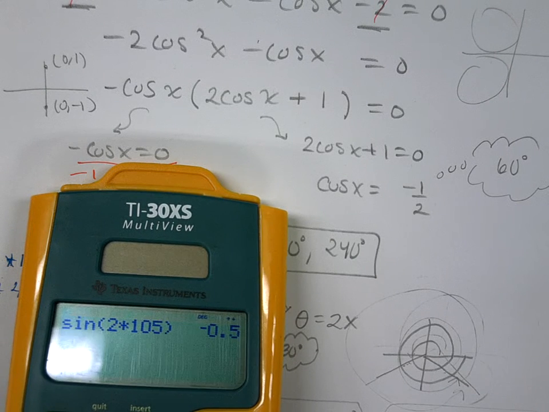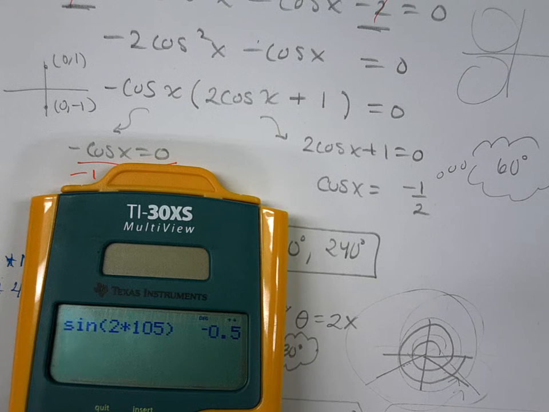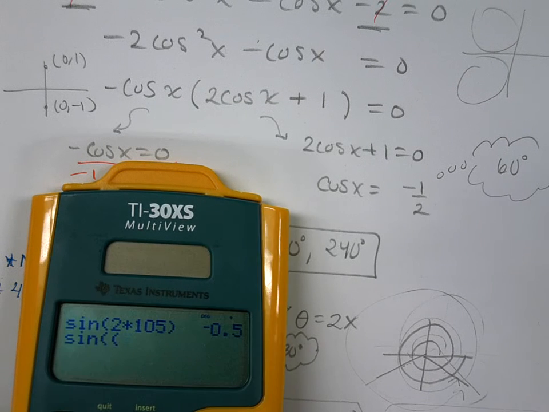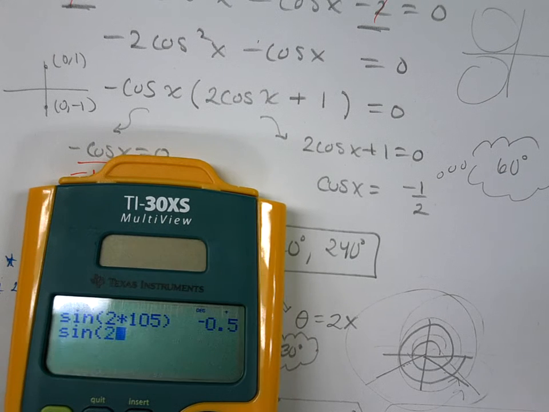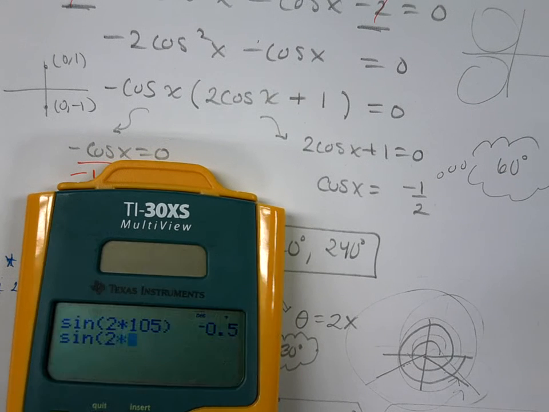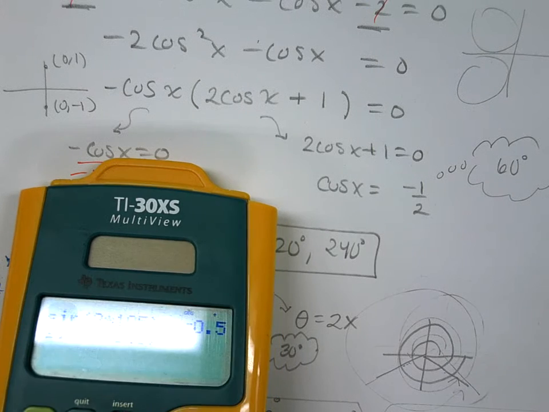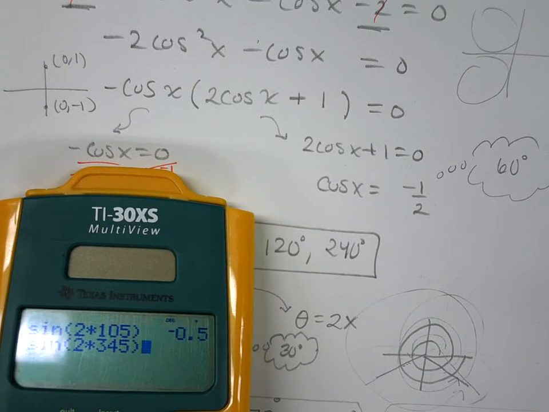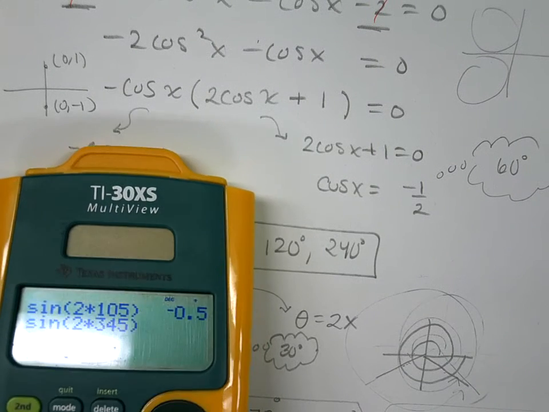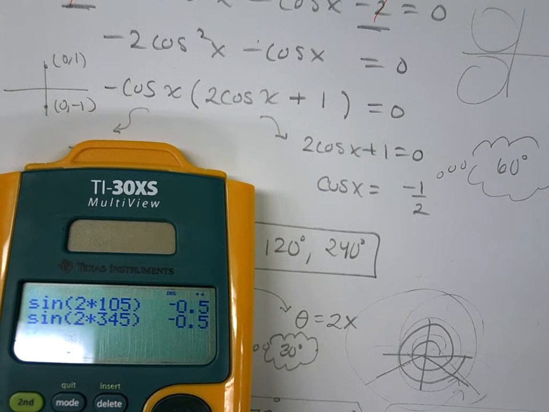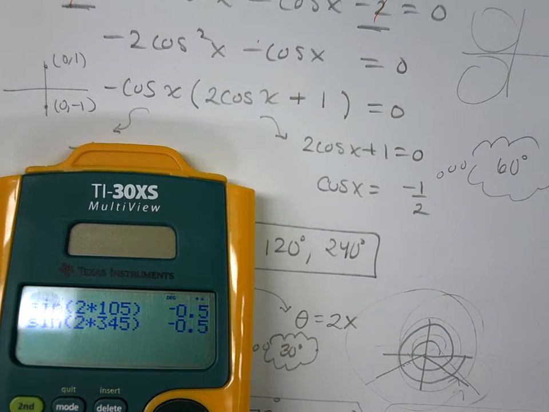Now I'm not going to check them all, but I will try the last one as well. Sine, parentheses, sorry, parentheses was already there, 2 times, the last one was 345, sine of 2 times 345, I know there's a glare, I apologize, equals, and again -0.5. So we can see indeed it does work.